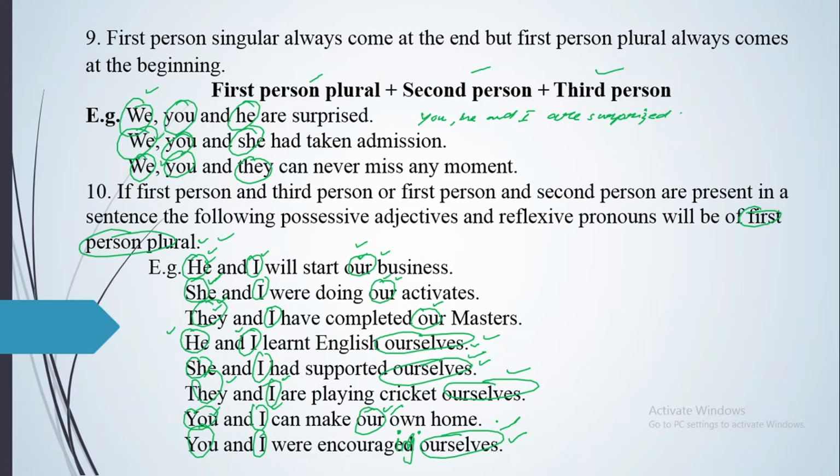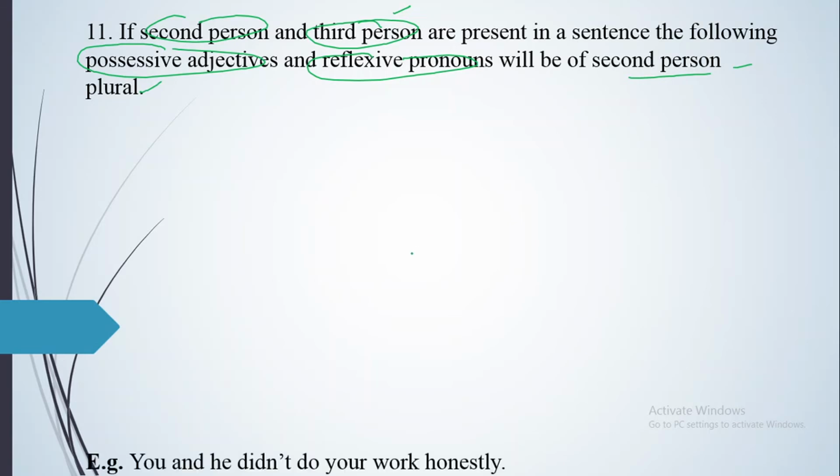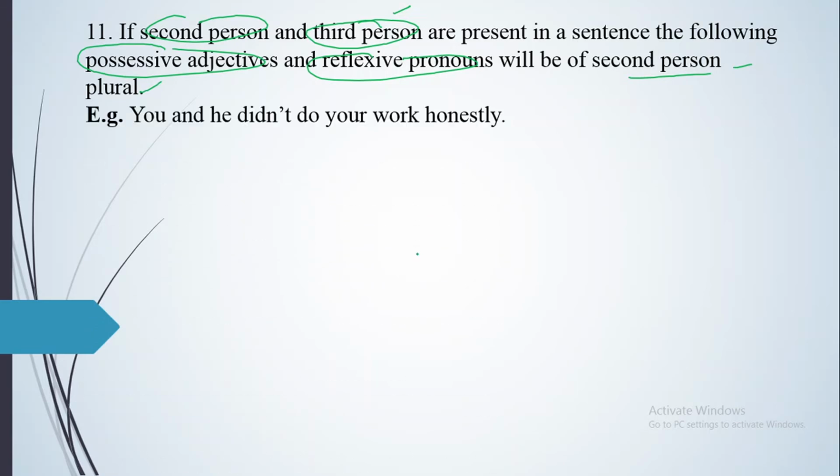Let's discuss the next one, that is number 11. If second person and third person are present in a sentence, the following possessive adjective and reflexive pronouns will be of second person. When there are second and third person, like you have got second person like you, and third person like he, she, it, and they, the reflexive case and the possessive adjective which you will use will be of second person, and that second person of plural, not singular, because you are more than one. Now example is, you and he didn't do your work honestly.